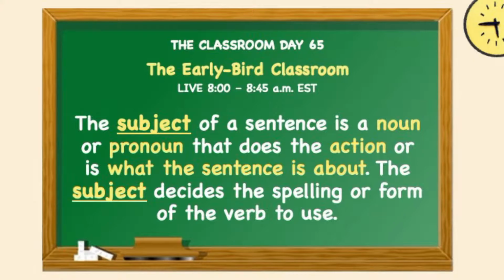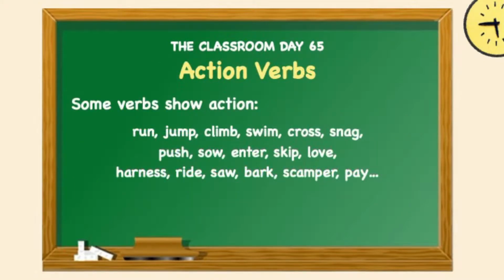Carrie chopped down the cherry tree. Carrie is performing the action. It's what the sentence is about. The subject decides the spelling or form of the verb to use. But also, what you're talking about decides what verb we use, right? If you're talking about the past, that's also going to decide what verb we use.